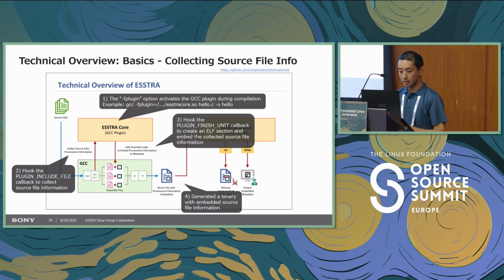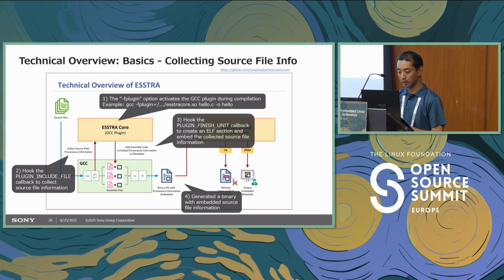Let's begin with how it works during compilation. ESSTRA core is implemented as a GCC plugin. It can be enabled by adding a plugin option to your build settings. After it's enabled, it hooks into 2 important callbacks. The first is the plugin include file callback to detect the source files being compiled. The second is the plugin finish unit callback to create a new ELF section and embed the metadata.